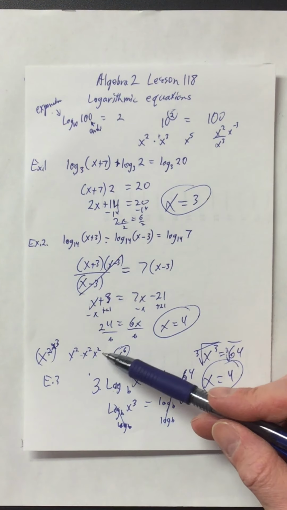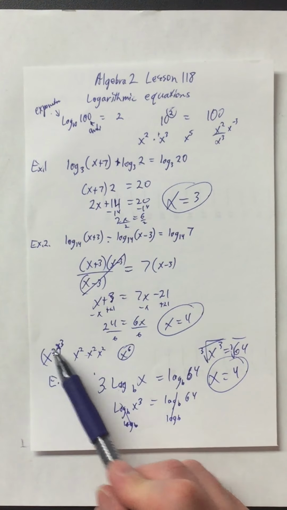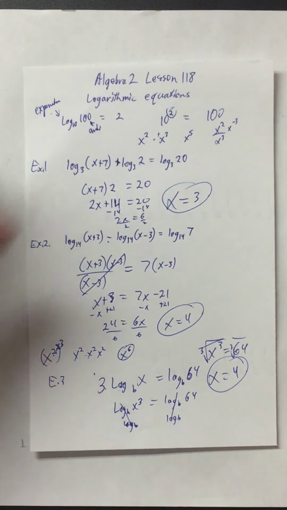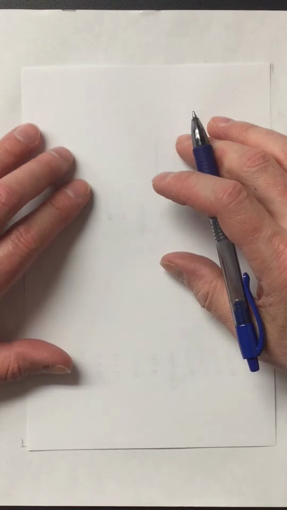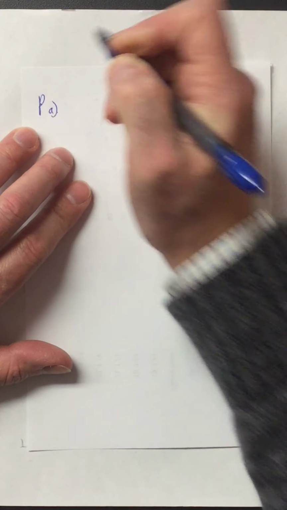So same thing: we're using that idea that this 3 multiplied by the exponent is the same as writing it out this way. Go ahead and do the 3 practice problems, and then you can check your work with my work here. All right, so practice problem A.